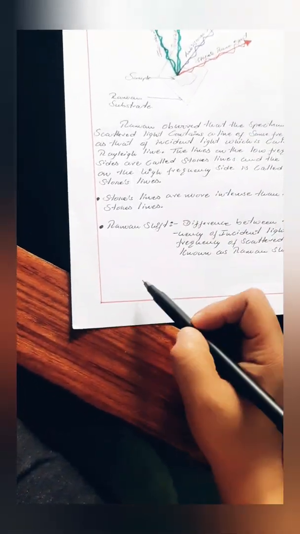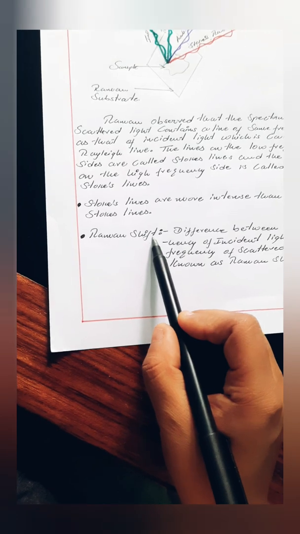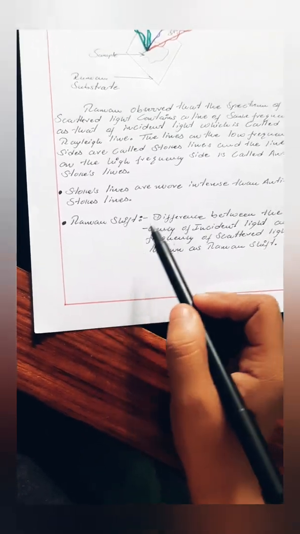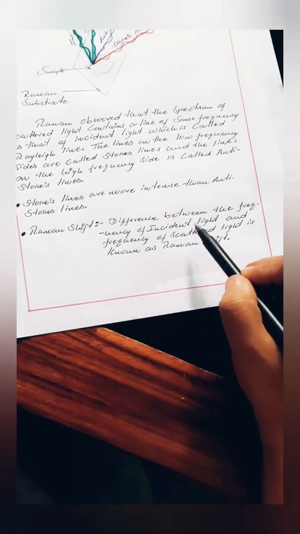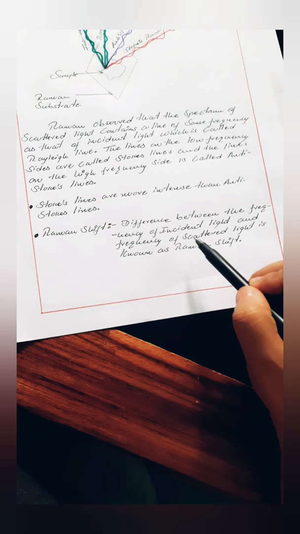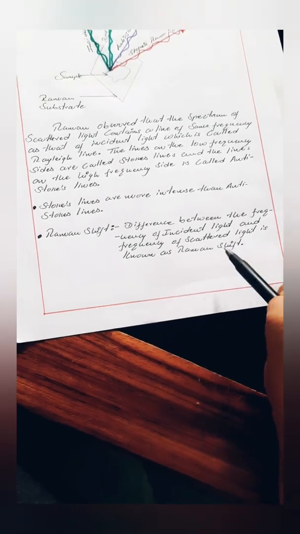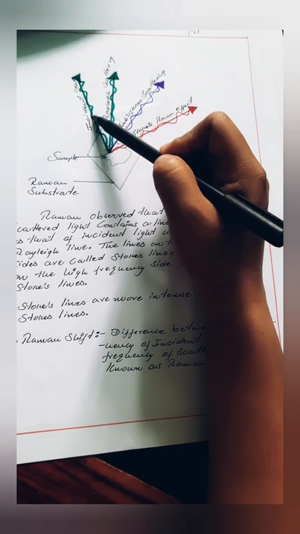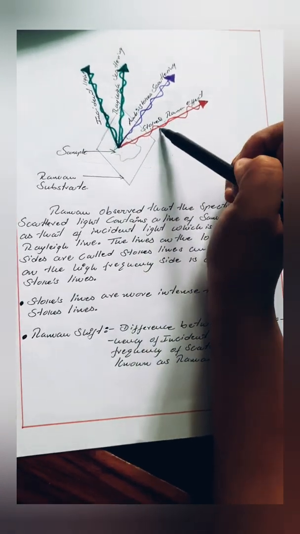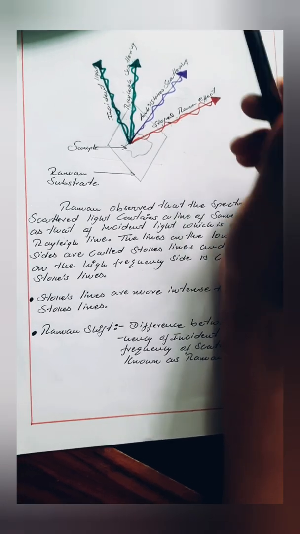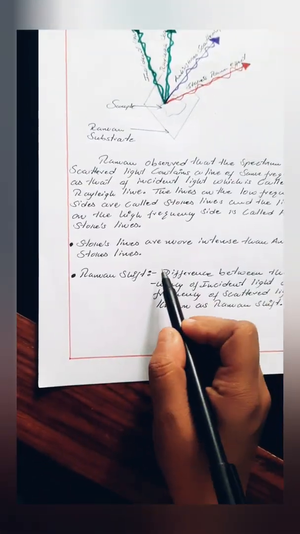Now, let's talk about the Raman shift. It is a new term for us, so let's understand what is Raman shift. It is nothing but the difference between the frequency of incident light and the frequency of scattered light, which is known as Raman shift. That means the difference between the frequency of the incident light and the frequency of these three scattered rays is called the Raman shift.